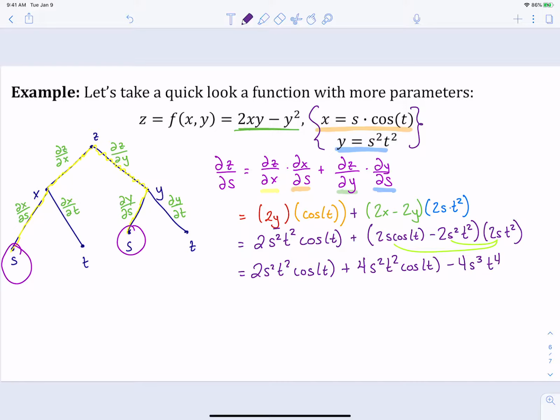All right, whew. Why don't you try out on your own finding the partial of z with respect to t, and we'll take a look at that in class. Maybe that will be our first example that we do in class.